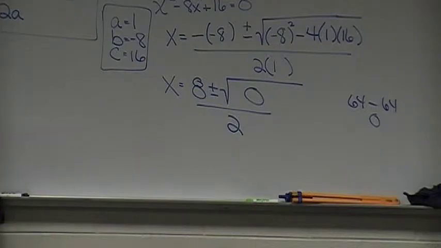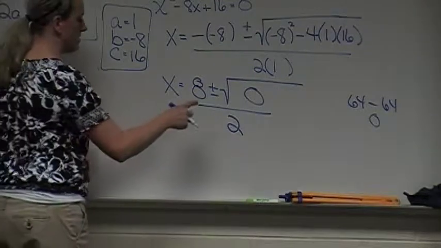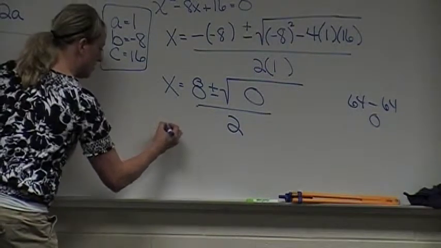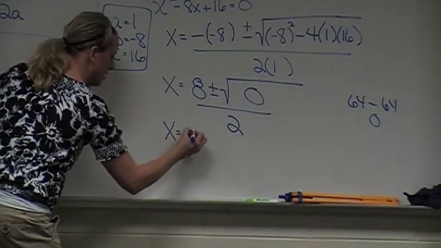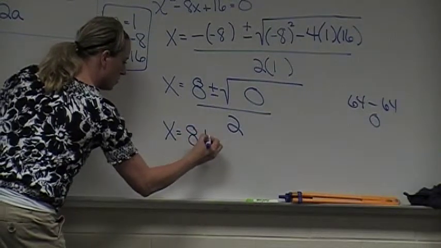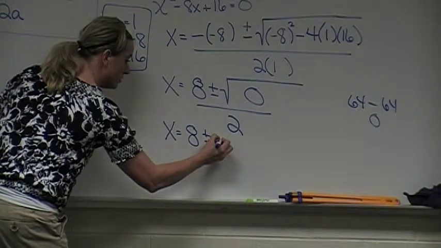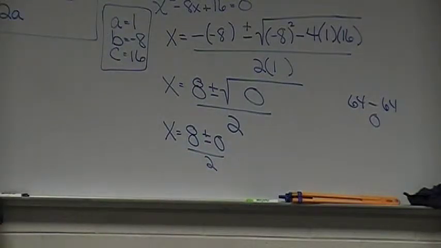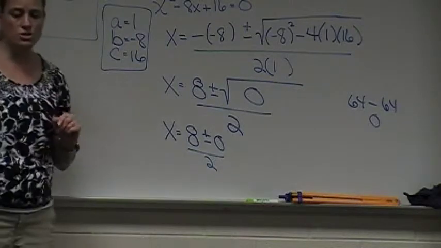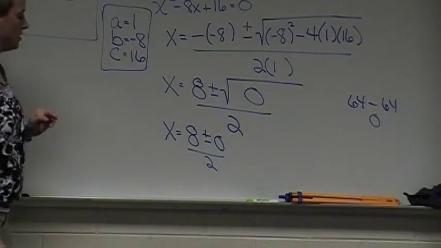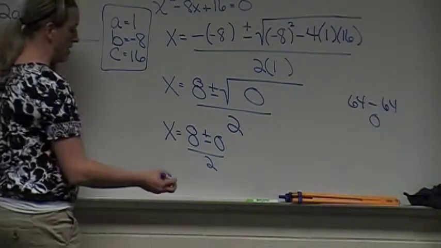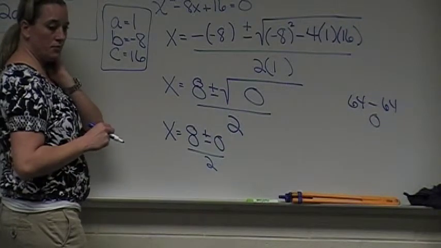Okay. Now let's simplify even further. What is, guys, the square root of 0? 0. So can we simplify this even further and go x equals 8, what? Plus or minus 0 all over 2. Now tell me this. Let's see how many solutions we get. And we're not going to really get into determining the number of solutions until tomorrow when we talk about the discriminant. Okay, so now I'm going to get only one answer here.